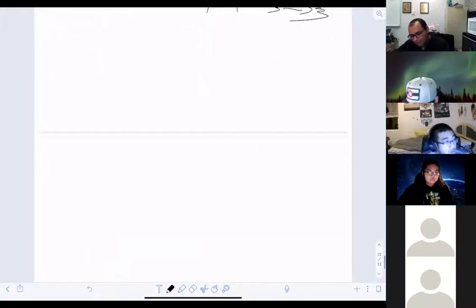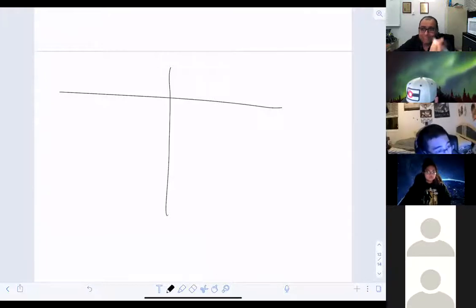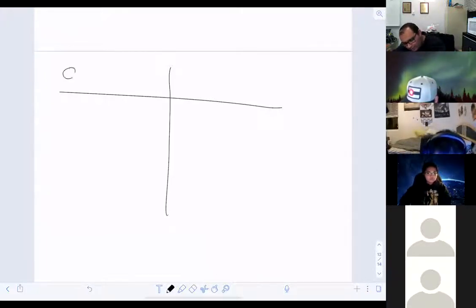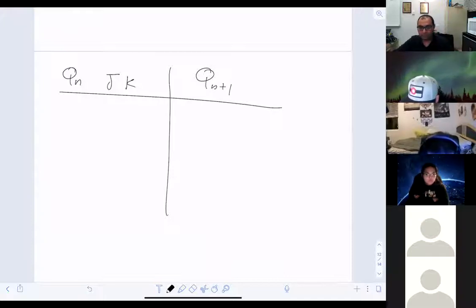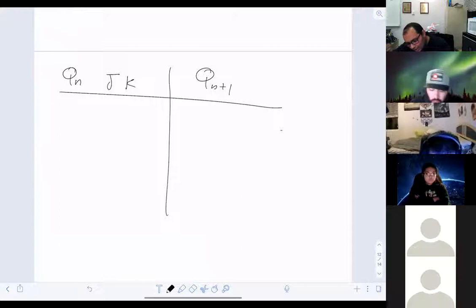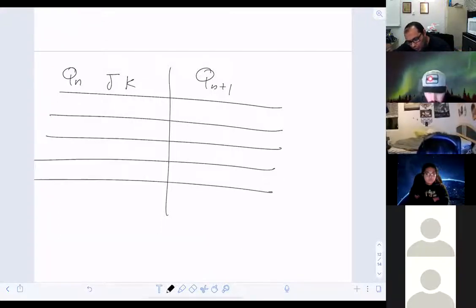Think about it. If I would like to draw the state diagram of the JK flip-flop, how am I going to do it? I would say state table: Qn, J, K, and here is Qn plus one. You agree? Then I have eight rows here. 1, 2, 3, 4, 5.